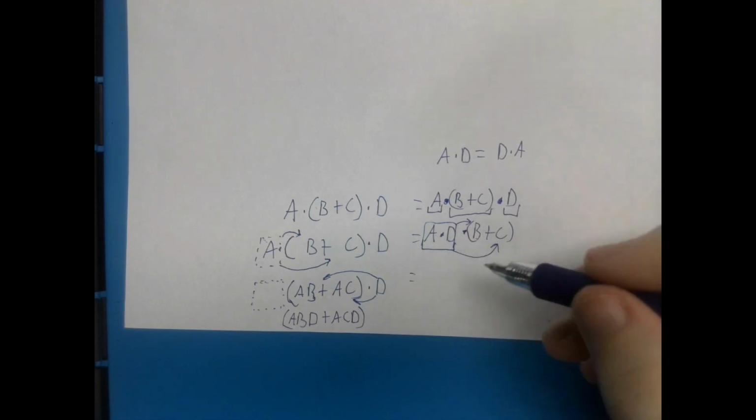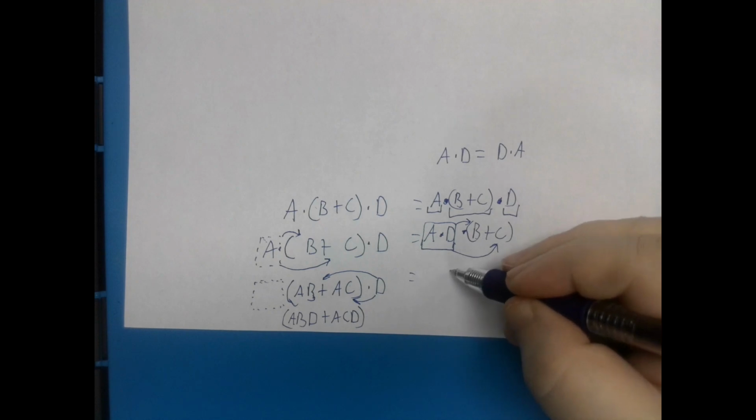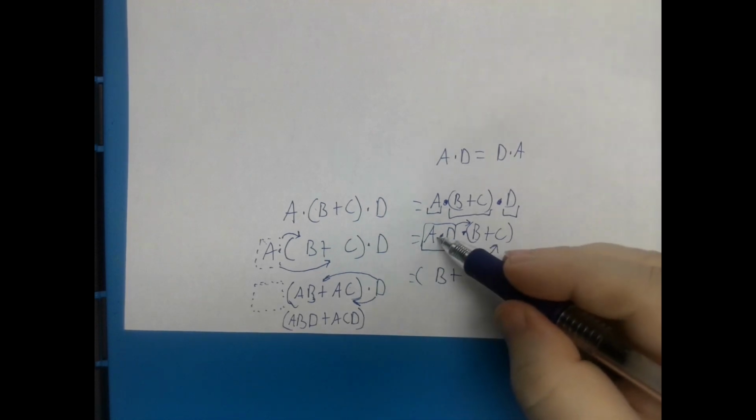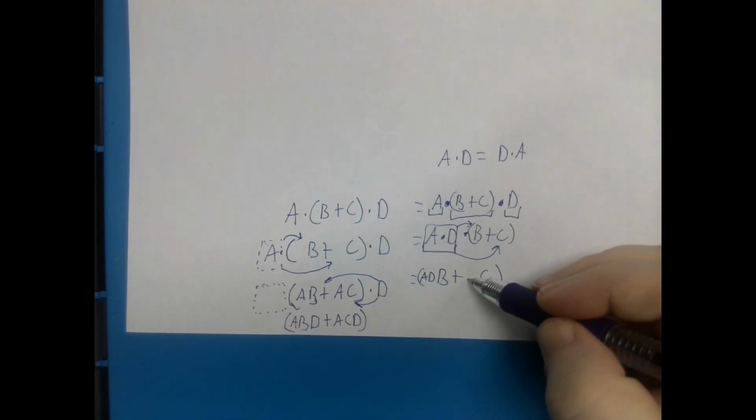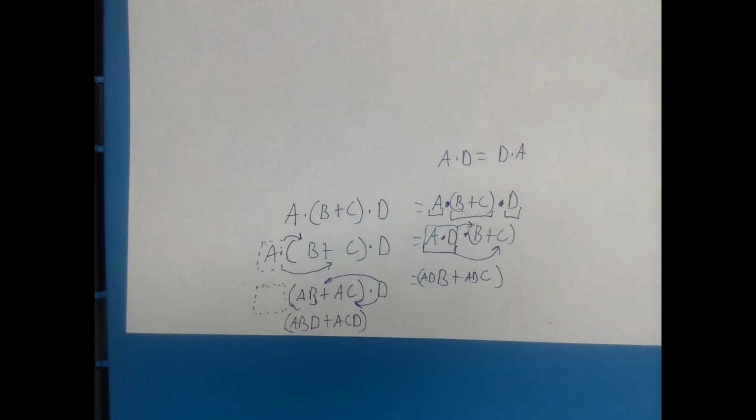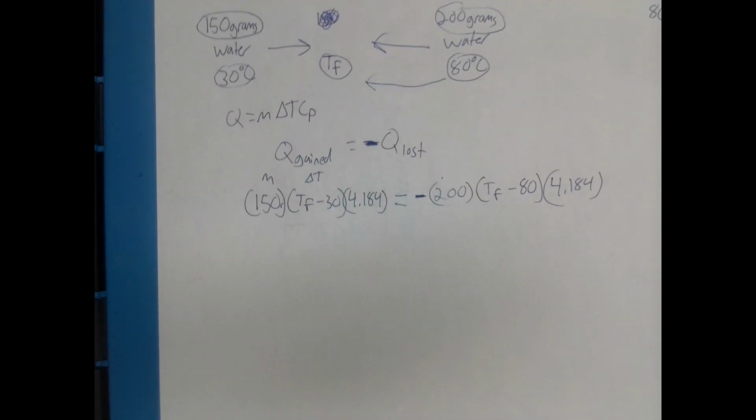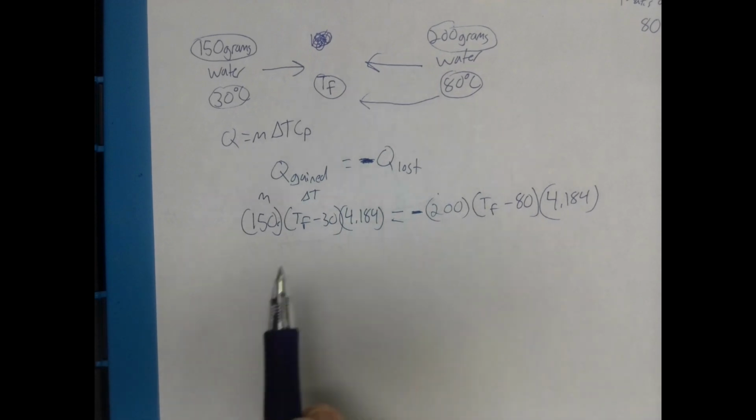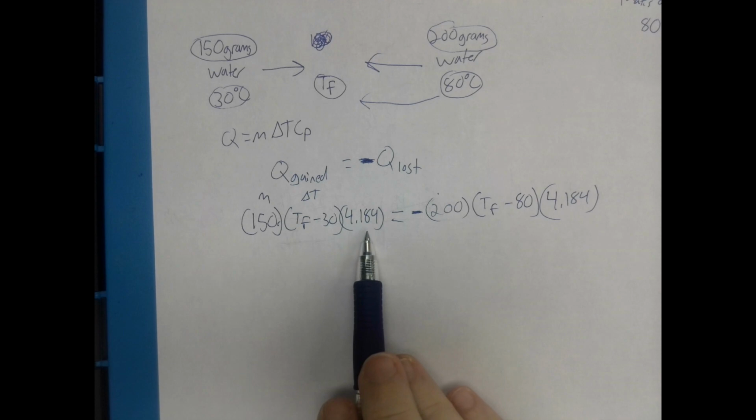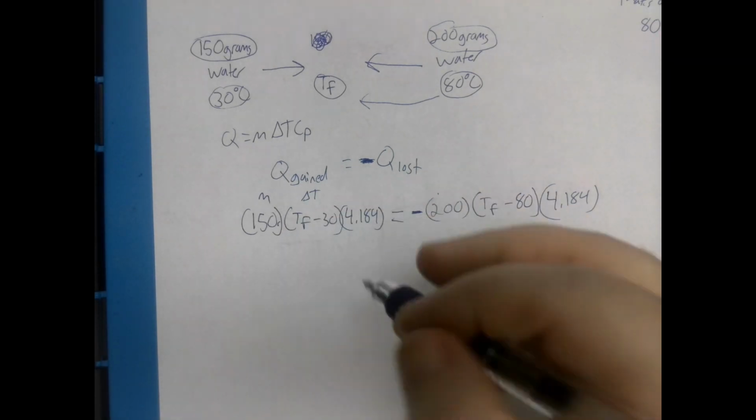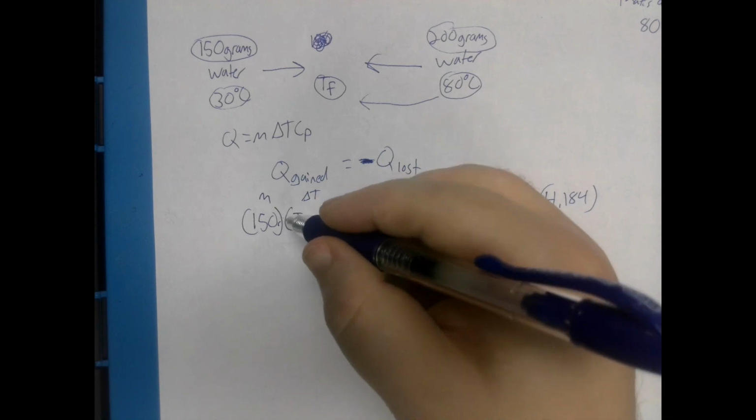So here we have B plus C. We can take the A and D and put it next to the B, and A and D and put it next to the C. You could multiply them together first and then do that, or you can just put them into the equation. So coming back over here, you can either multiply 150 times 4.184 first, or you can do it last. It doesn't matter. I like just going ahead and doing it in the order it's given.